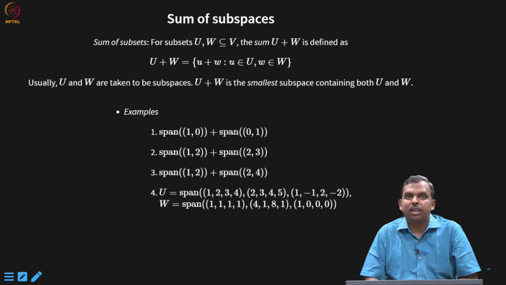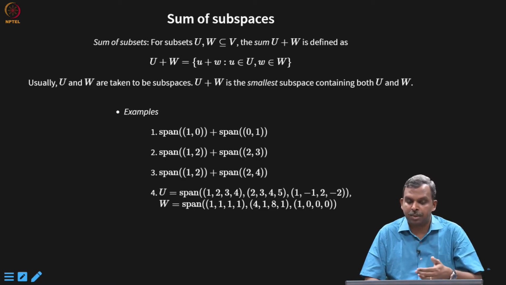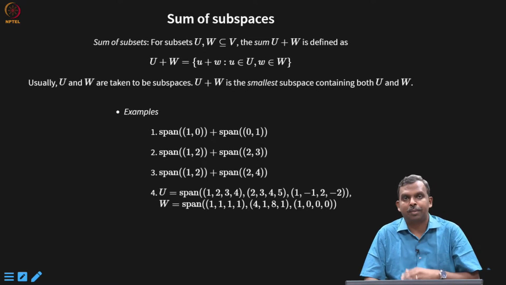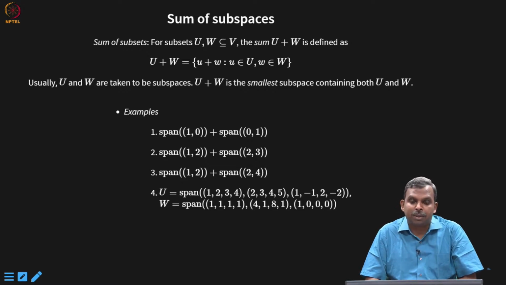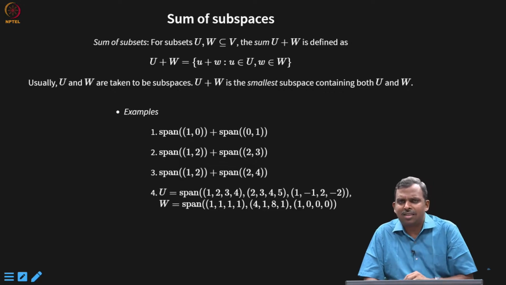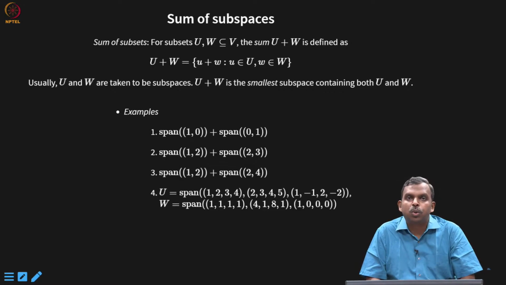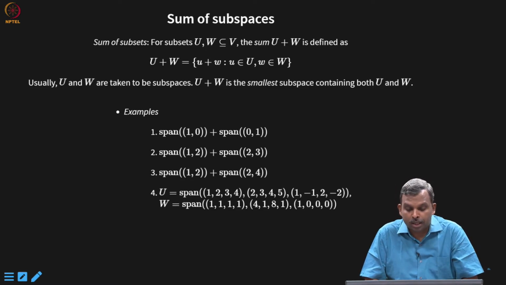Usually when people think of sums of sets, it's interesting to think of U and W as being subspaces themselves. So U and W, we are going to take them to be subspaces, in which case U plus W will definitely be a subspace. In fact, it will be the smallest subspace containing both U and W. This word smallest is something that you need to prove, and you can think about what it means. If you want a subspace to contain both U and W, it turns out U plus W will end up being the smallest such subspace. We won't prove those results, just for you to think about why that means something.